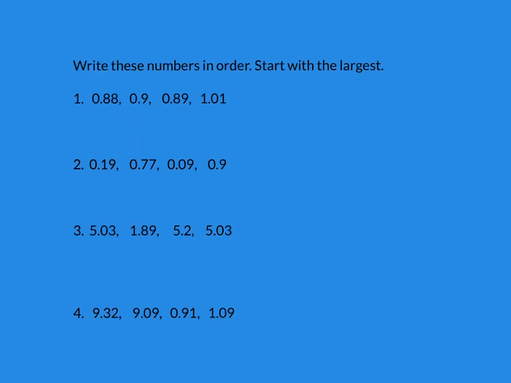So this task is very similar to the task on the previous slide, apart from we are ordering the numbers, this time starting with the largest. So again, I'm going to complete the first example for you. If you look at these numbers, 0.88, 0.9, 0.89 and 1.01, this is the only number that actually has a unit, so it is the largest, 1.01, okay?